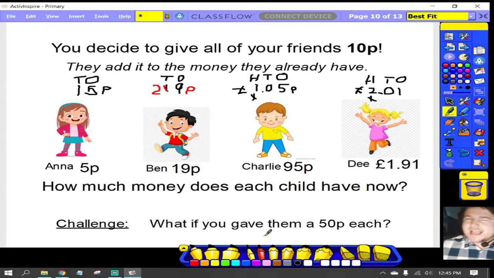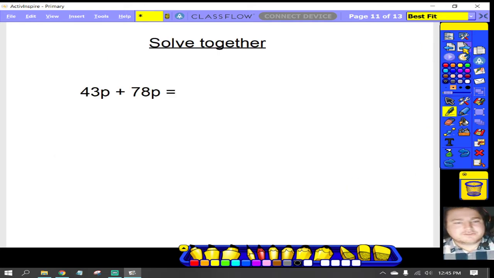Challenge though, and I'll let you pause, have a go. What if you gave them a 50 pence piece instead? So not a 10 pence. I'll pause if you'd like to have a go at that. I'm going to move on to this one.